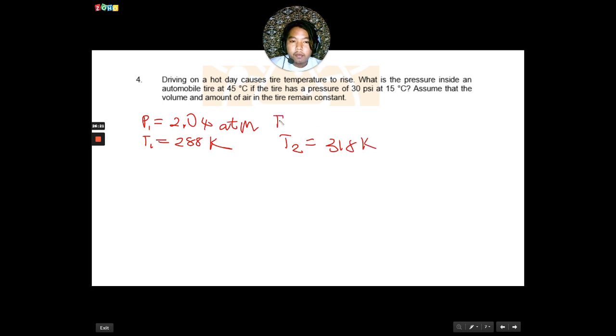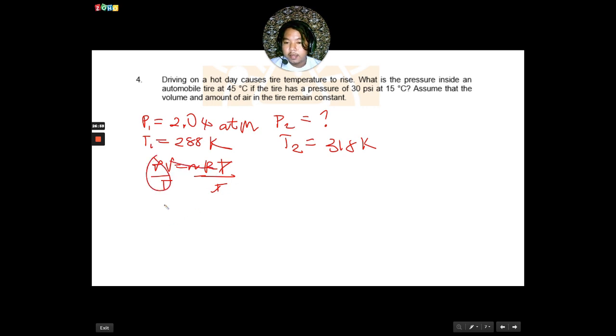And then we are looking for the final pressure. So what is the final pressure? So volume and amount of air, or n, is constant. So again, if you memorize the gas laws that I have discussed, you'll understand that this is Gay-Lussac's law. But again, we don't need to memorize. Isolate the given on the other side.